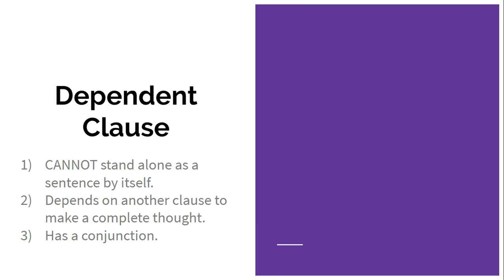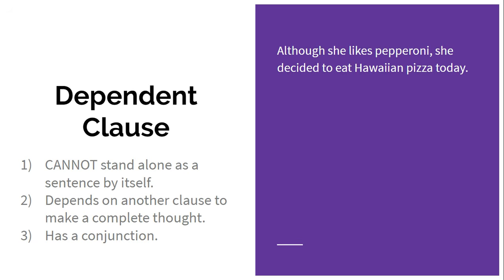Let's talk about the other type of clause. It's called a dependent clause. Now, a dependent clause cannot stand alone as a sentence by itself. It depends on another clause to make a complete thought. And it's going to have what's called a subordinating conjunction, okay? Now, let's look at the same example we were looking at before. Although she likes pepperoni, she decided to eat Hawaiian pizza today.